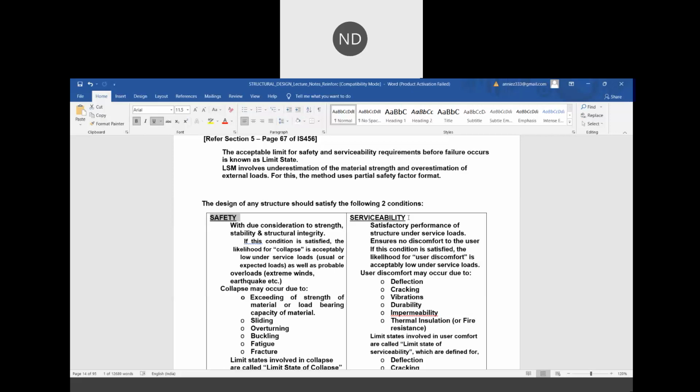Satisfactory performance of a structure under service loads ensures no discomfort to the user; if this condition is satisfied, then the likelihood of user discomfort is acceptably low under service loads. User discomfort may occur due to deflection, cracking in your structures and walls. Sometimes it may vibrate too much. Durability, impermeability.